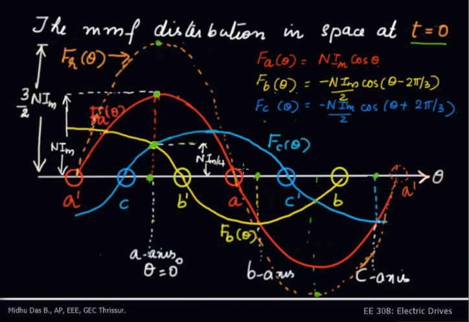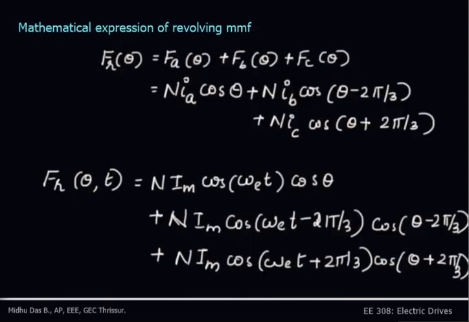Okay, after 120 degrees, if this is theta equal to 0, this is theta equal to 120, then this is theta equal to 240, and so on. And this is how it is distributed at this particular instant in space. Okay, that's all about the physical evaluation, how the MMF is distributed in space, and at a particular instant t equal to 0, we have just observed how the distribution is.